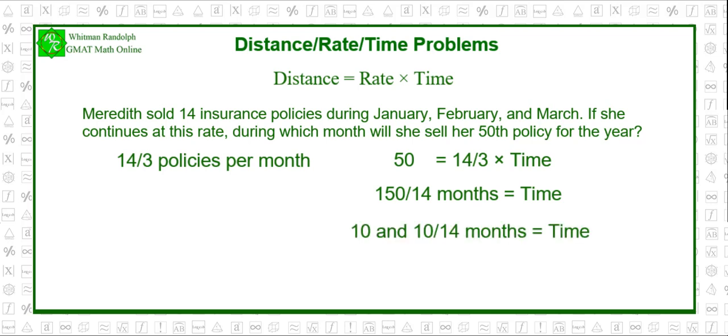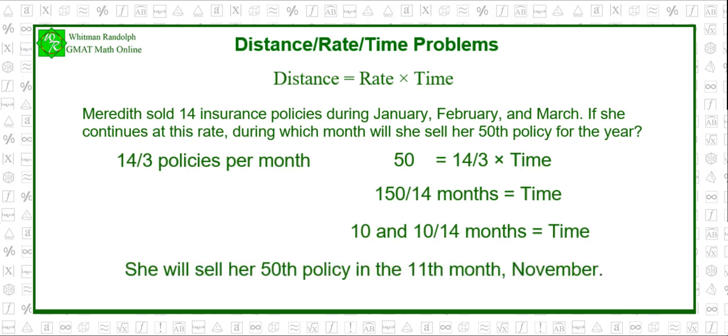So 10 and 10/14 months equals time. In other words, it will take her 10 and 10/14 months to sell 50 policies. That is, she will sell her 50th policy in the 11th month, November.